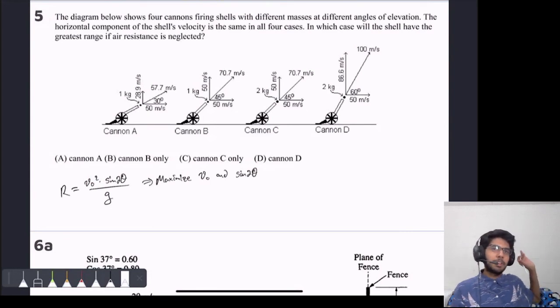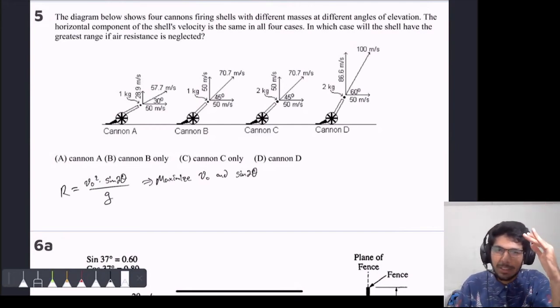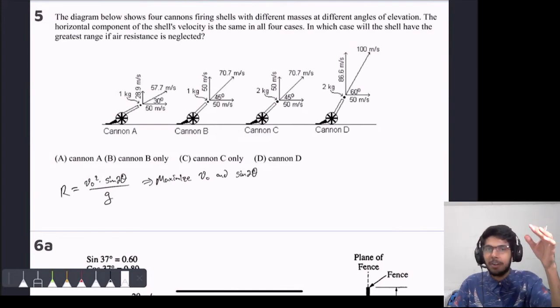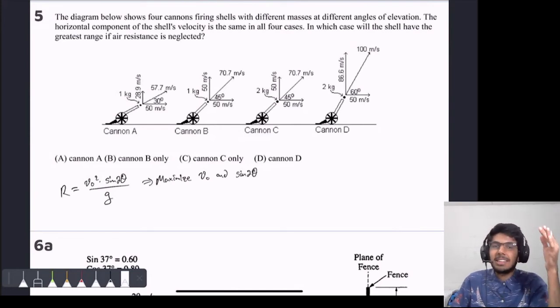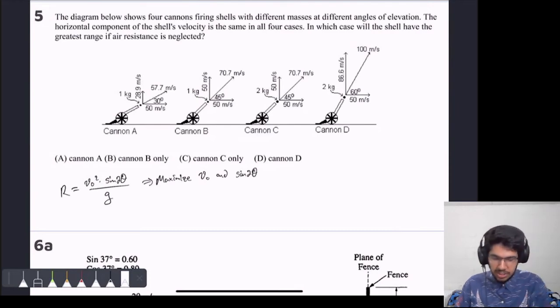If you throw a ball really hard, with a really fast speed, very large v naught initial velocity, that ball is going to travel a lot further than if you just toss a ball lightly, even if it's at the best angle, which is 45 degrees. So it makes sense that we prioritize v naught over theta. So already, we can probably start to eliminate some of these answers.